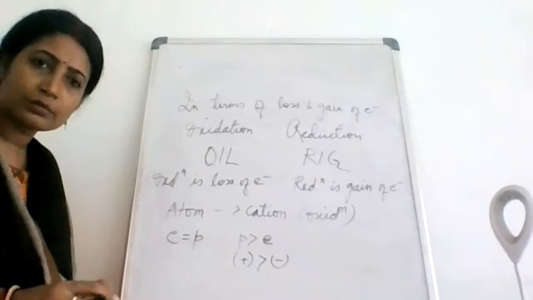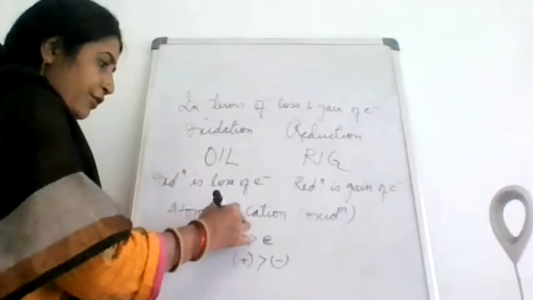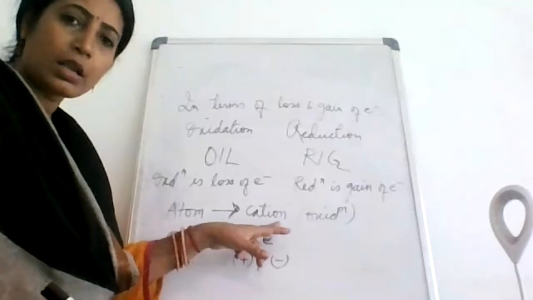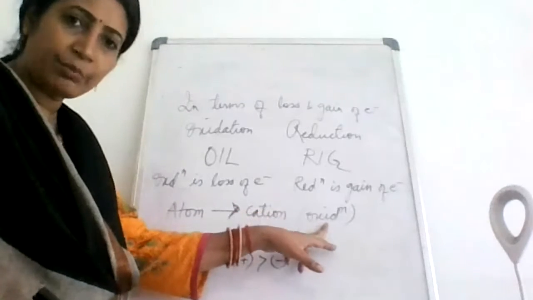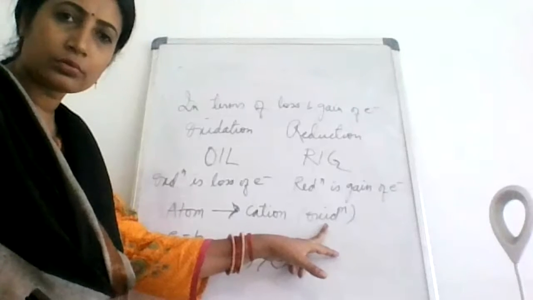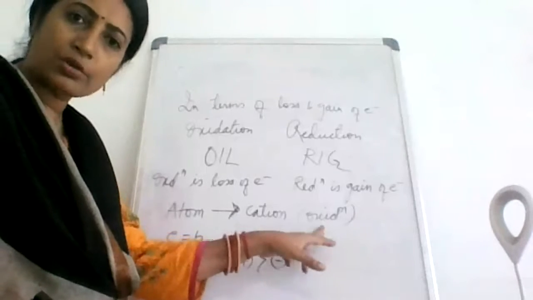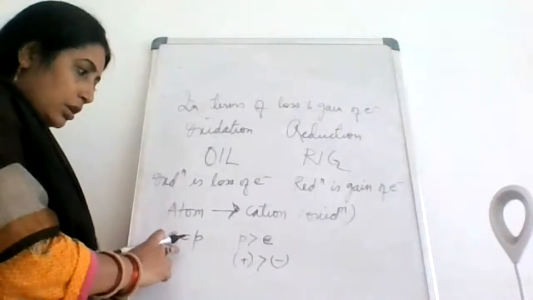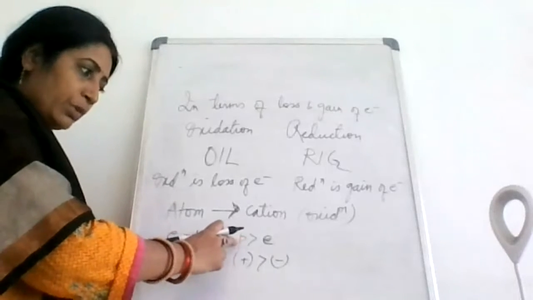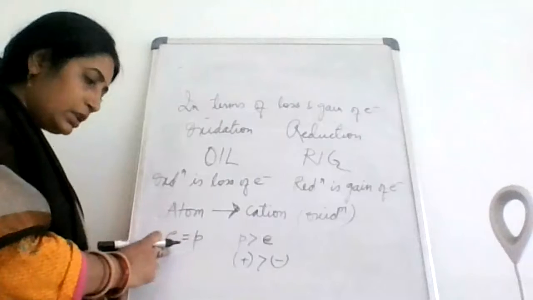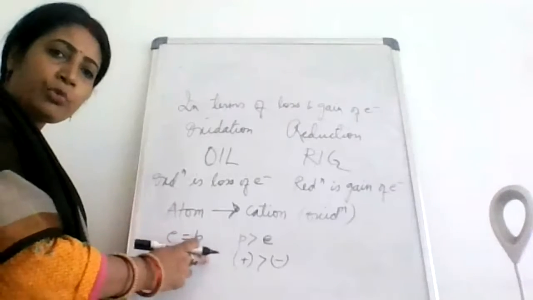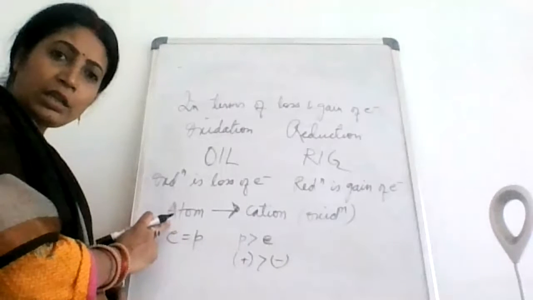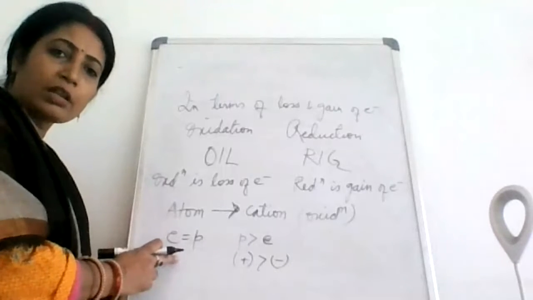Whenever an atom forms what? Cation. Process taking place will be what? Oxidation. Why? Because the proton becomes more than the electron. When any element is in the form of an atom, electrons and protons are equal.